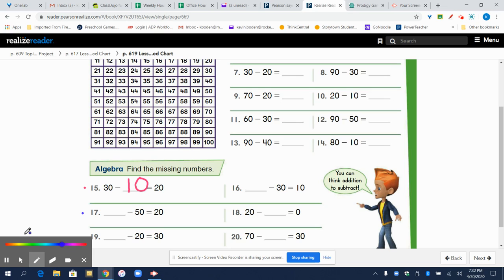So that time we started at 80. Now I'm starting at 70. 70, take away 50. 10, 20, 30, 40, 50 stopped me at 20. So that means 70 minus 50 equals 20.